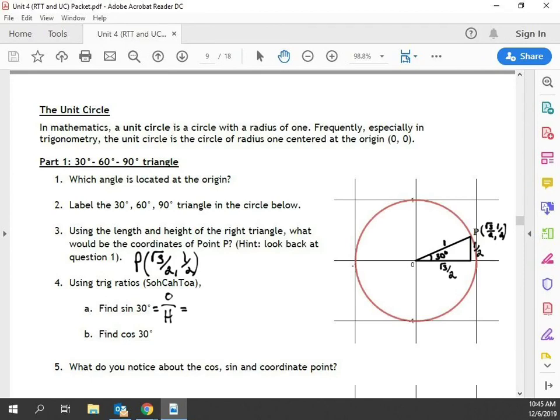Looking at this triangle, 30 degrees, and I kind of already said it, but what value is opposite? Which means this is adjacent, and that's the hypotenuse. So let's go ahead and write that into our problem to solve for the sine of 30 degrees. Opposite, you said, is 1/2. What's the length of the hypotenuse? 1. Clean it up, and you get the value of 1/2.